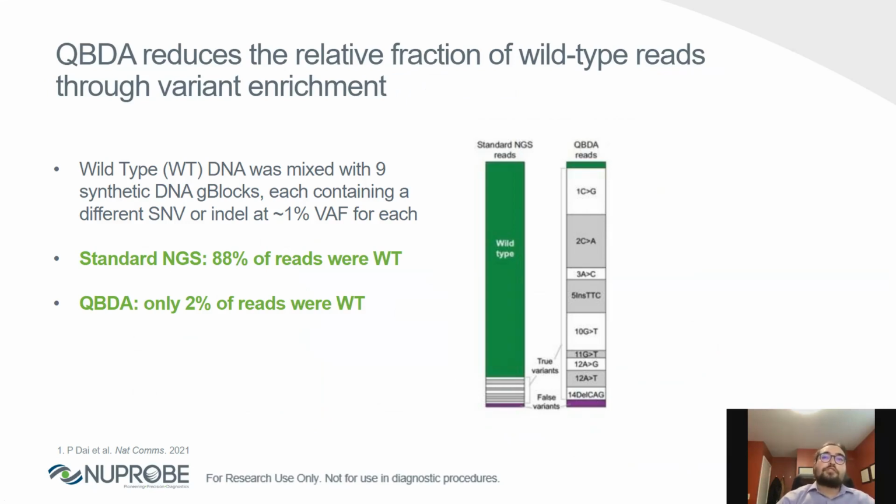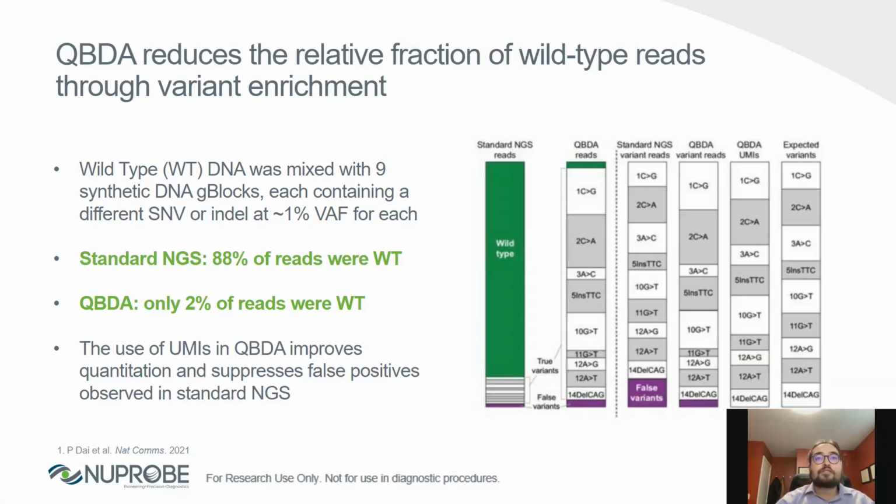So experimentally, in order to demonstrate this benefit of reducing the wild-type read fraction, what we did first was we created a set of reference materials, which consisted of wild-type DNA that was mixed with 9 different synthetic DNA G blocks, each containing a different SNV or indel at roughly 1% VAF. Using a standard NGS approach without enrichment, 88% of the NGS reads were wild type, whereas with QBDA, only about 2% of the total reads were wild type. We did observe a small fraction of unexpected variants, likely introduced by polymerase errors, but because we had this UMI filtering and bioinformatics pipeline, we were able to effectively filter these false variants out.